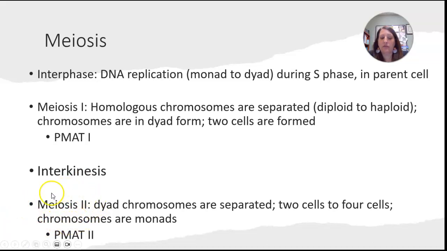And meiosis 2 looks just like mitosis. So what happens here is the dyad chromosomes in both of these cells are now going to be separated. And so we go from 2 cells to 4 cells. And each of those 4 cells will have monad chromosomes. And they'll still be haploid. Again, the phases here are prophase, metaphase, anaphase, and telophase 2. So the naming is wonderful.